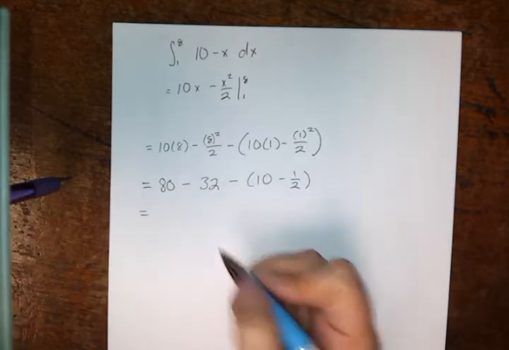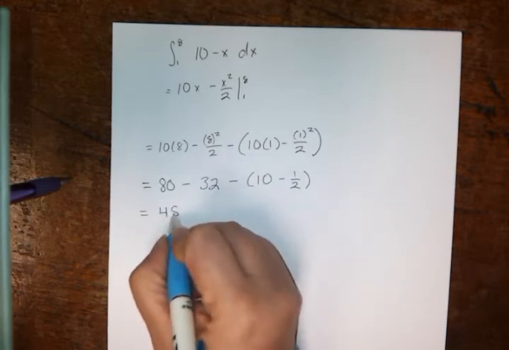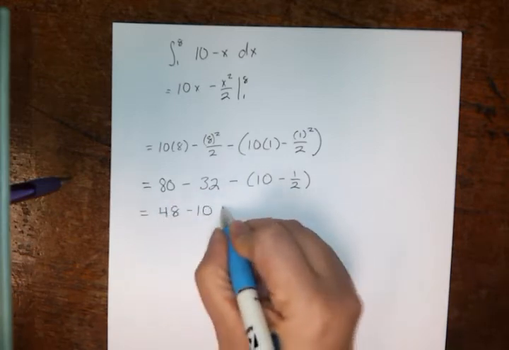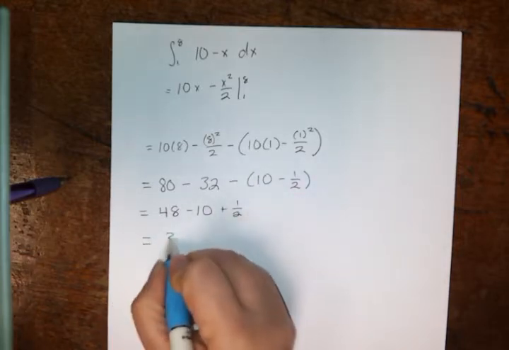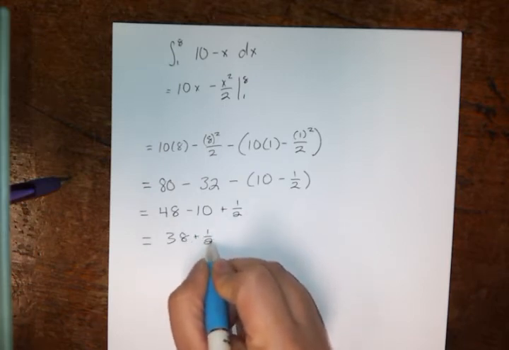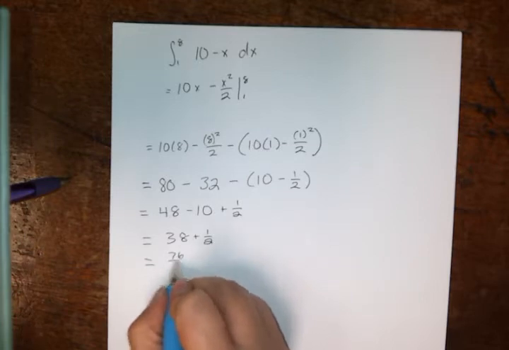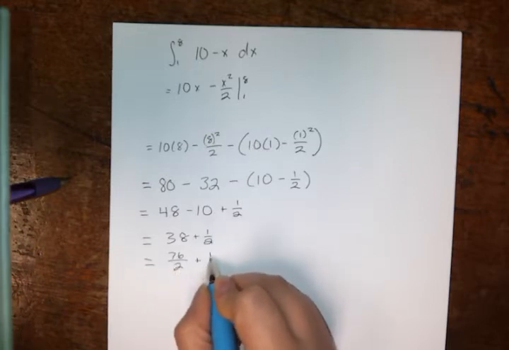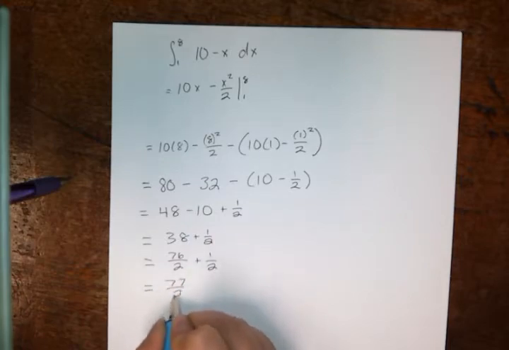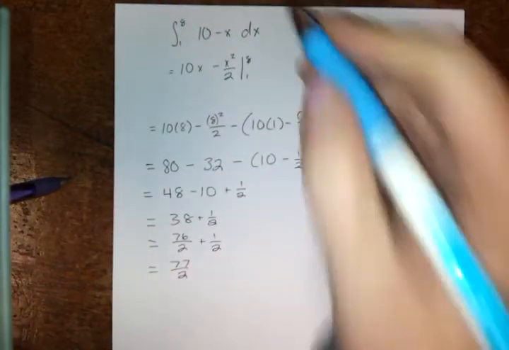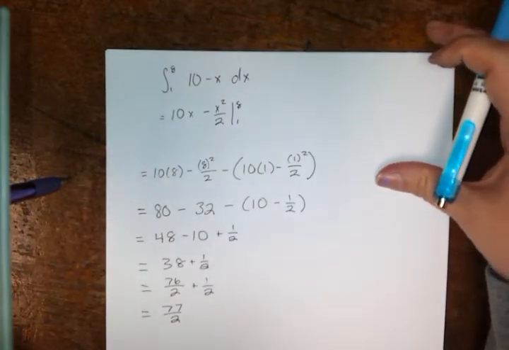I've got 80 minus 32, which is going to give me 48, minus 10 plus 1/2. I distributed this. That gives me 38 plus 1/2. Let's get this all in terms of halves here. So that's going to be 76 over 2 plus 1/2, which equals 77 over 2. Okay, so I've just found that integral, but they want the average value of the function over that interval.